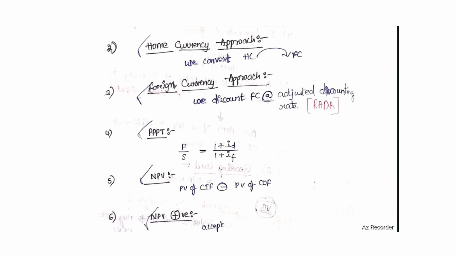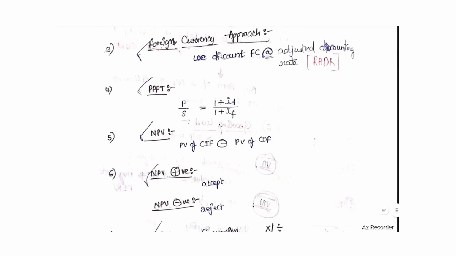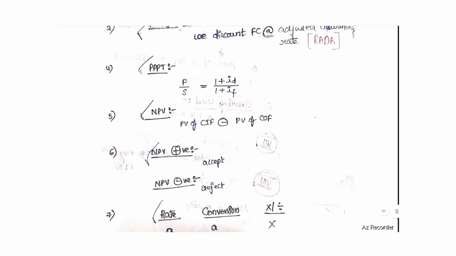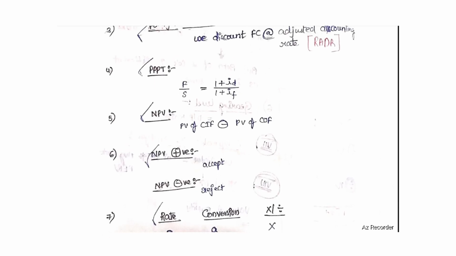If in the question home currency approach is given, we convert home currency to foreign currency. Next, if they ask to calculate through foreign currency approach, we discount foreign currency cash flows using RADR, risk adjusted discounting rate. Purchasing power parity theory, F by S equals 1 plus RD divided by 1 plus RF. RD means inflation rate of domestic country, RF means inflation rate of foreign country.